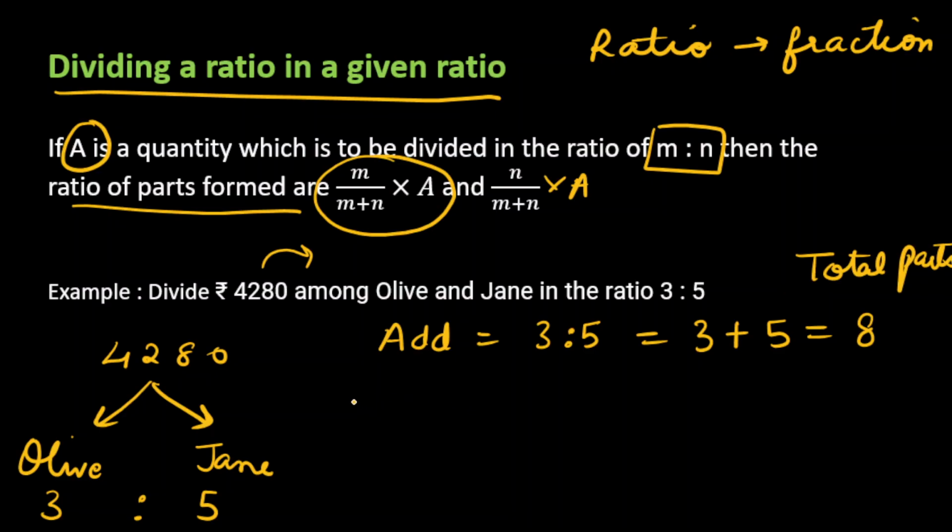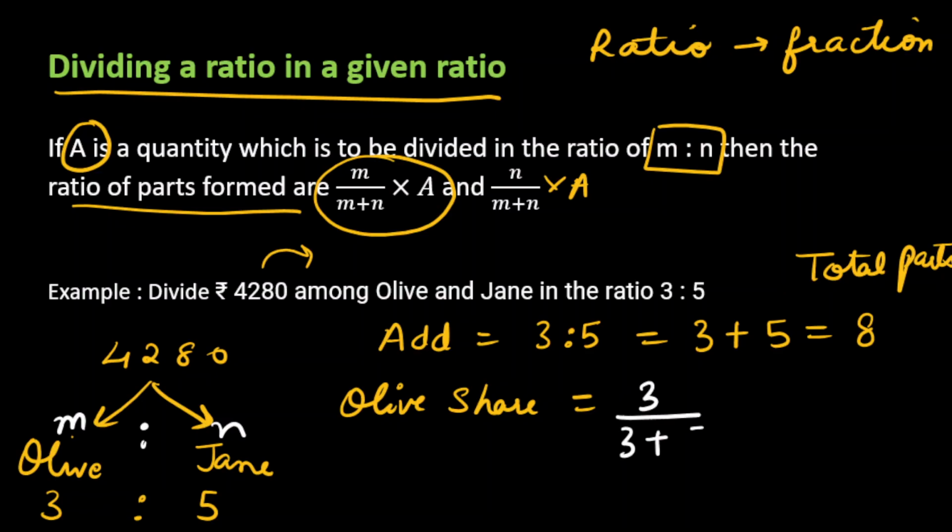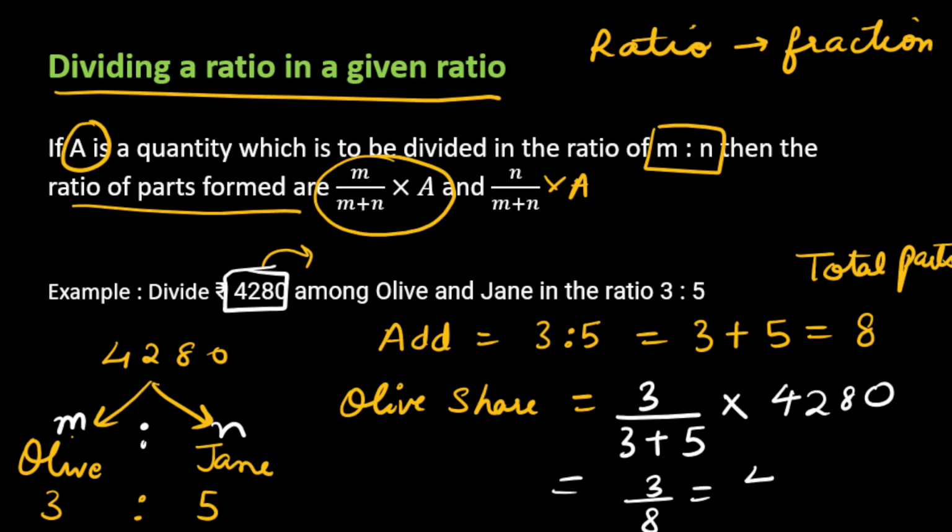Now how will we find Olive's share? As per this formula, M is the ratio, M is to N. So M is 3 here. So 3 by 3 plus 5, that is 3 by 8, into A. A is the quantity which is being divided, that is 480.